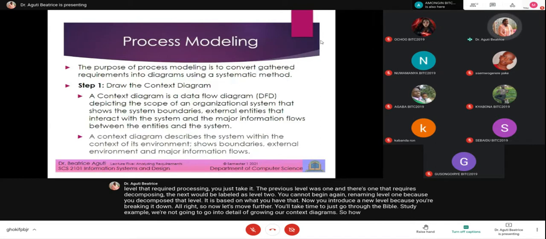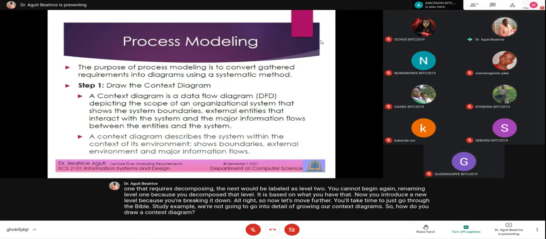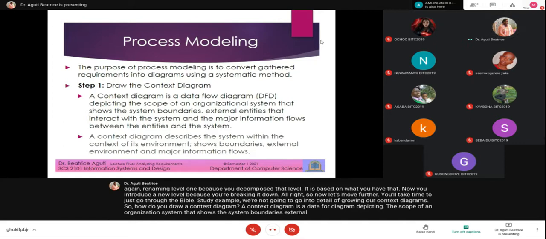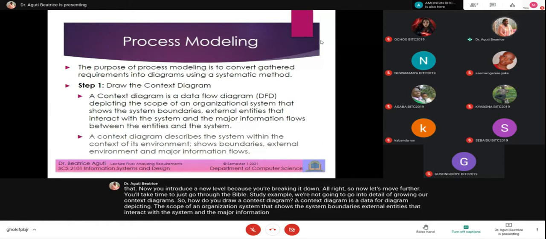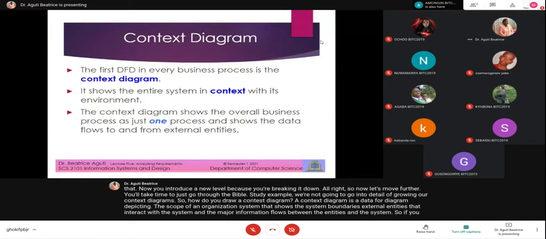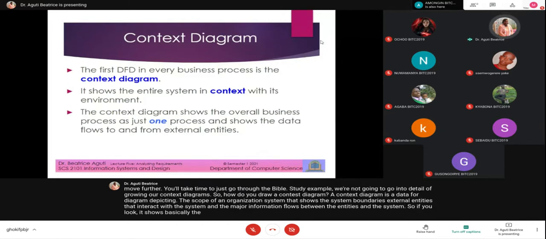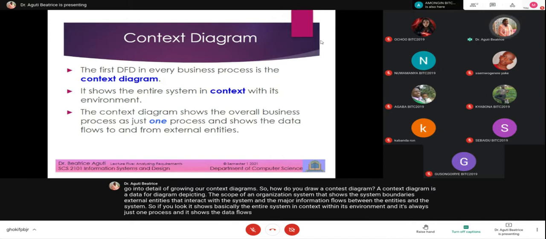So how do you draw a context diagram? A context diagram is a data flow diagram depicting the scope of an organizational system that shows the system boundaries, external entities that interact with the system, and the major information flows between the entities and the system. So if you look, it shows basically the entire system in context within its environment. And it's always just one process, and it shows the data flows and just the entities that are connected to it.